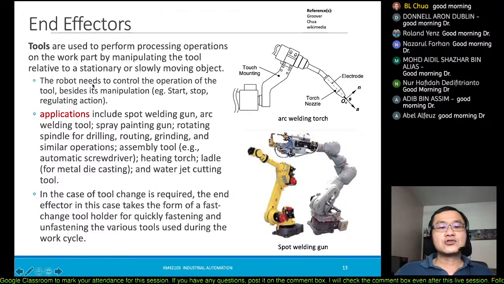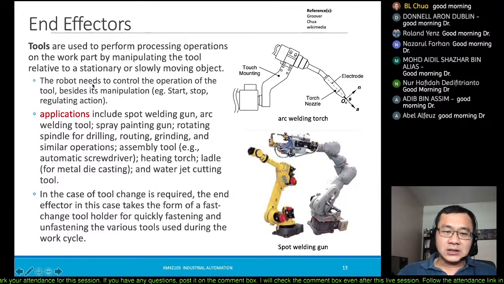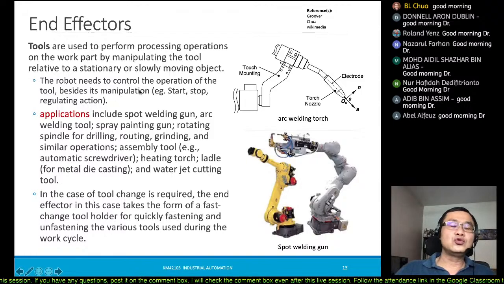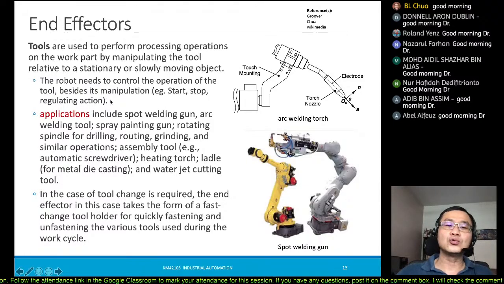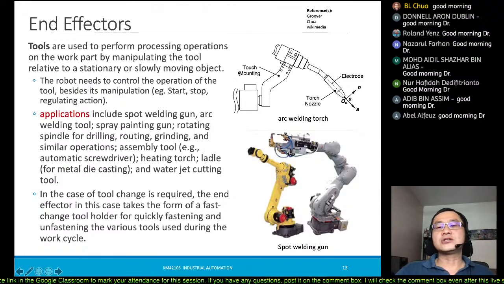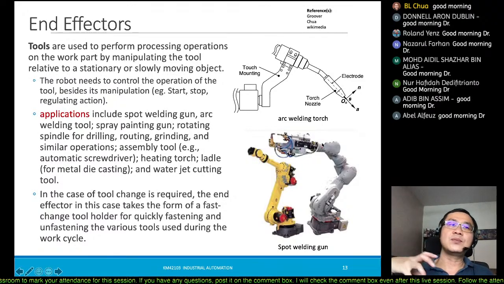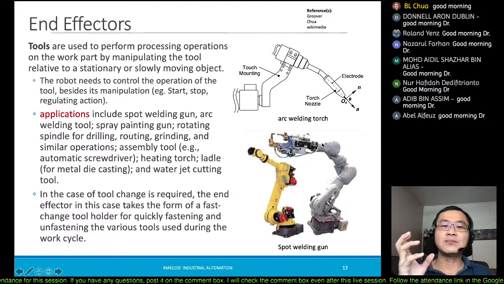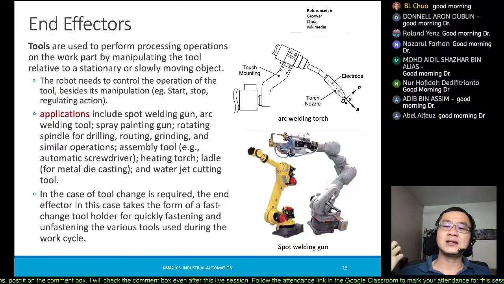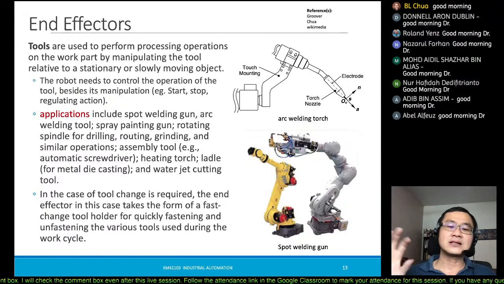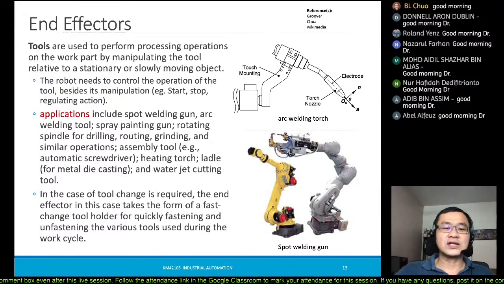So this robot now is not only required to do the manipulation, but it also needs to communicate with the controller, involving the start, stop and regulating the actions of your tools during the operation. So you may want the robot to manipulate, reach certain positions, then it will start the operation of maybe a spray painting or other things. Okay, so that is the start, stop and the regulation of the actions.